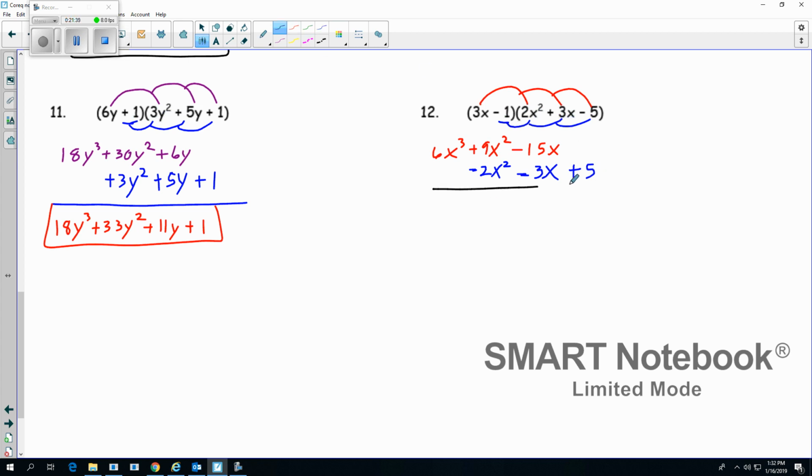And then now we'll go ahead and combine like terms in each column. So we bring down the 6x cubed. This adds up together right here to 7x squared. This right here, they're both negative, so take away 15, take away 3 altogether, take away 18x, and then don't forget about the plus 5. There you have it.